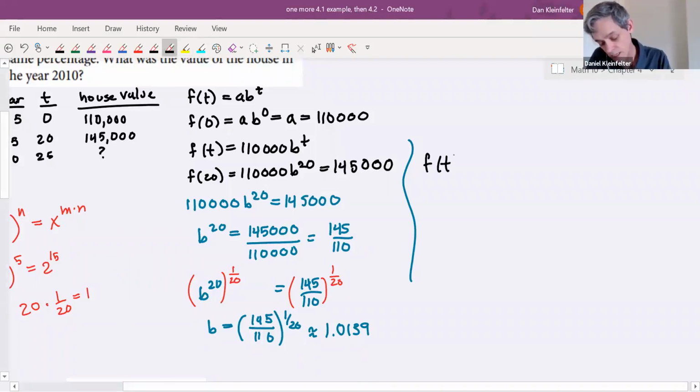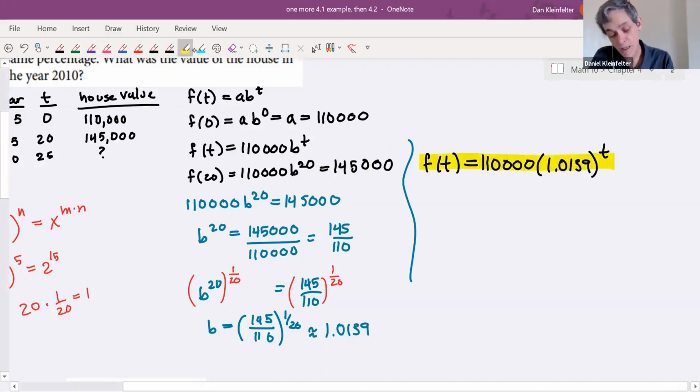So f of t will be 110,000 times 1.0139 raised to the t power. So there's our complete function. As far as the growth rate, taking a look inside the parentheses, it's 1.0139, so it's 1.39%. That's going to be the annual growth rate.